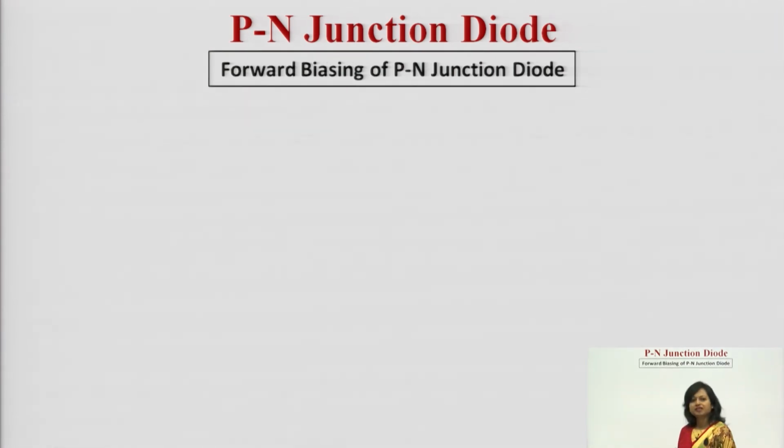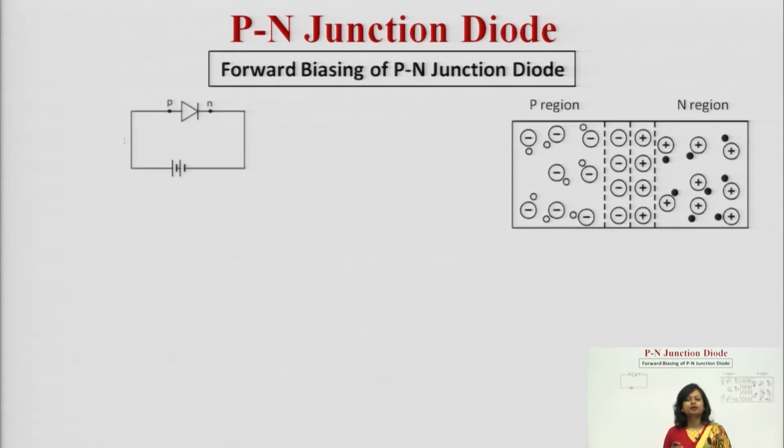Forward biasing of a PN junction diode. What do you mean by forward biasing of a PN junction diode? You must remember, forward biasing means when the P terminal of a diode is connected to the positive and N is connected to the negative. So this is the situation of forward biasing: P is connected with the positive, N is connected with the negative. What is going to happen in this particular case?